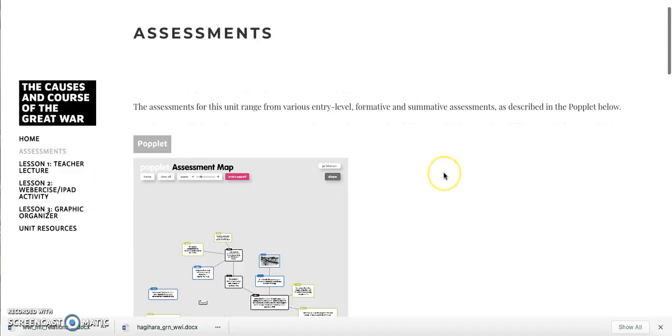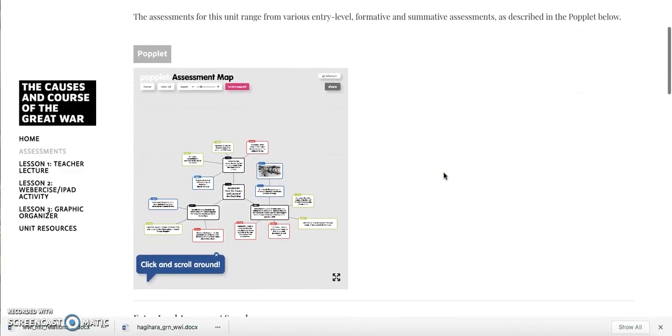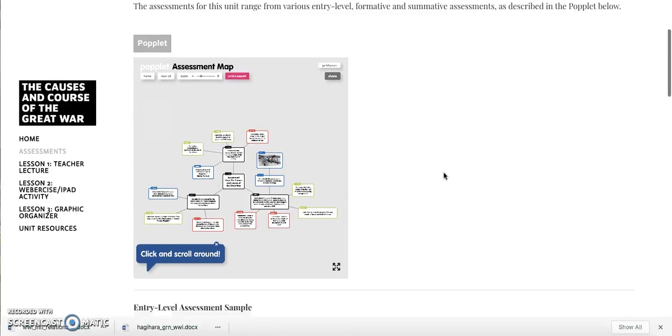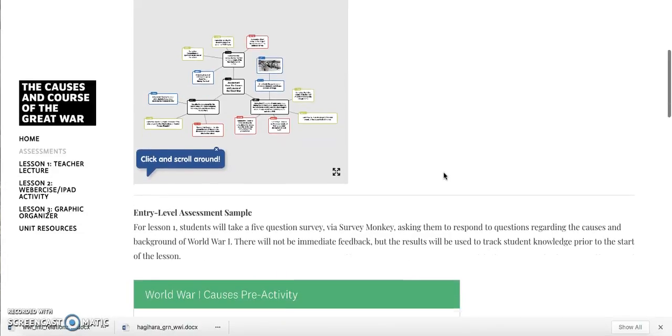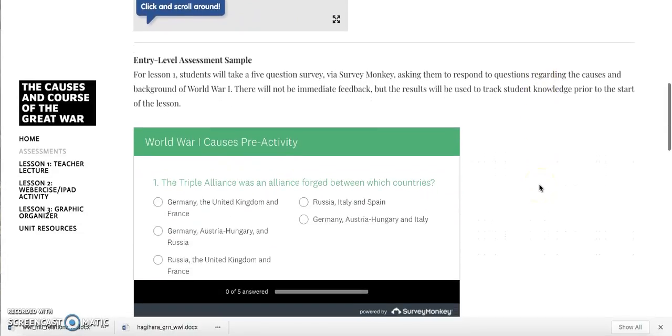So the first portion I want to cover are the assessments. As you can see from this Poplet, which you can find on my website, there are a wide variety of different assessments that are covered under each unit. And I will briefly run through them during this presentation.